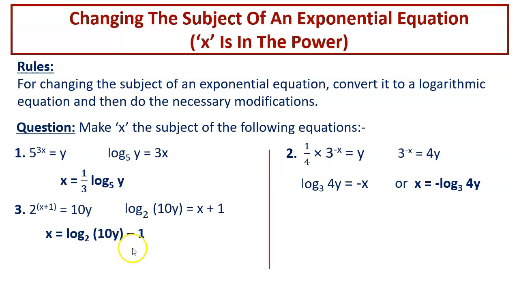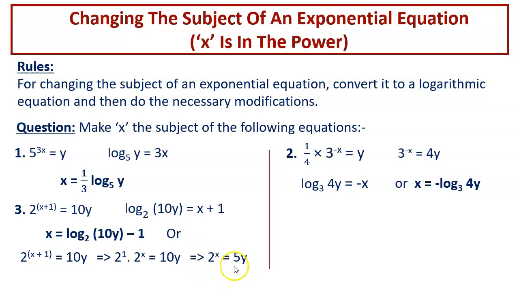Or else, you can do it in this form also. We can write 2 to the power of x plus 1 equal to 2 to the power of 1 times 2 to the power of x using the law of indices or exponents. So 2 to the power of 1 times 2 to the power of x equal to 10y, and 2 to the power of 1 is 2. If we divide the entire equation by 2, we get 2 to the power of x equal to 5y.